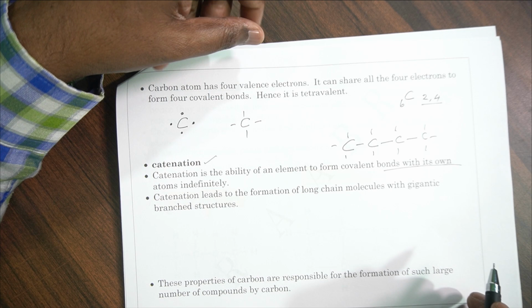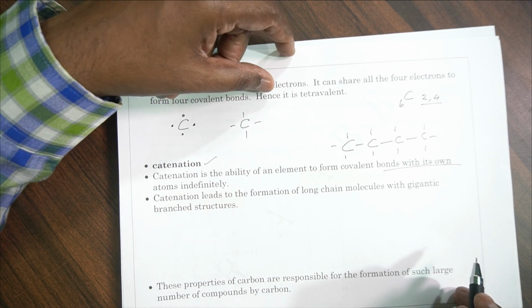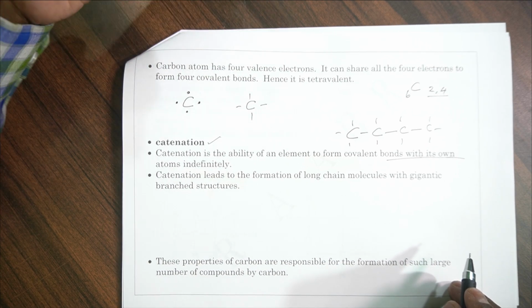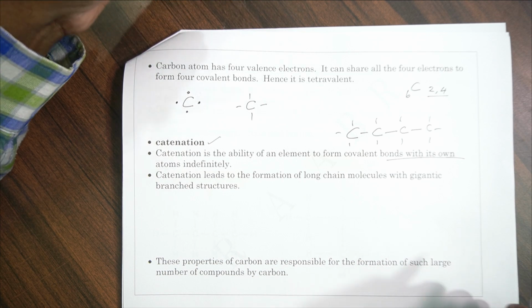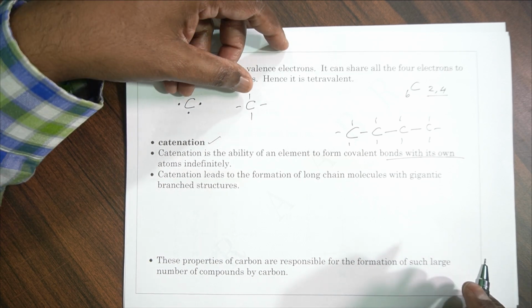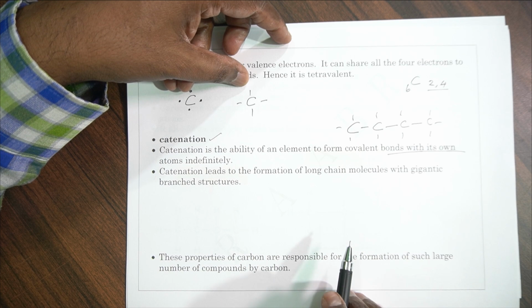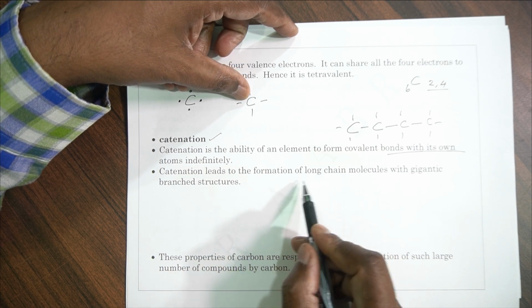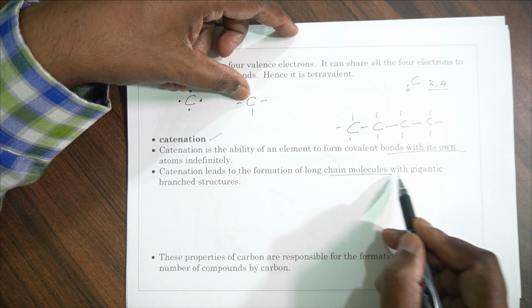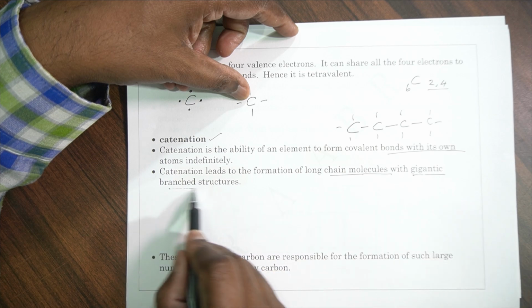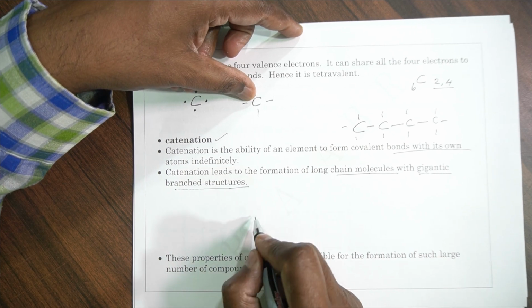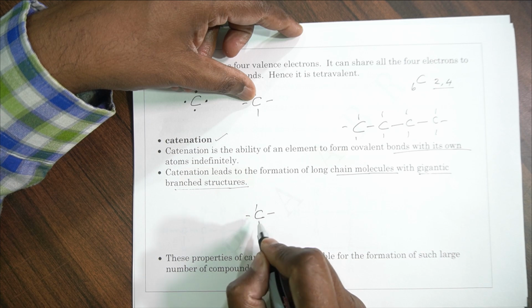This property is very highly manifested in carbon. Some other elements can also link to a small chain of a few atoms. But with carbon, it is indefinite. Then catenation leads to the formation of long chain molecules with gigantic branched structures. So you can have branched carbon atoms.